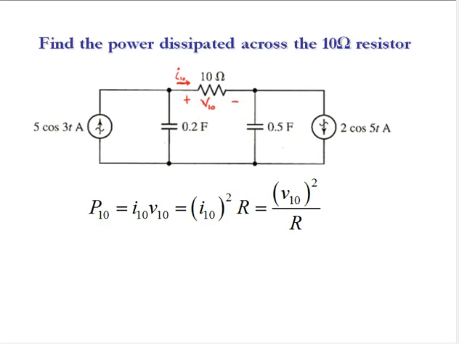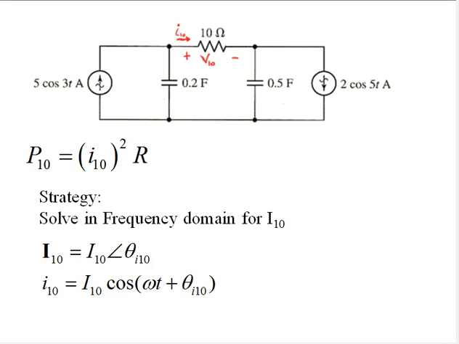We can solve for power using any of these equations. If we choose to solve for the power by finding the current through the resistor, then our power is I10 squared times R. We can choose a strategy to solve for it in frequency domain and solve for our I10 phasor, which has the magnitude and phasor angle. We can then, once we solve for that phasor, convert it back to time domain using the magnitude of the phasor as the amplitude of our cosine, and we have a phase shift of the angle found in our phasor.